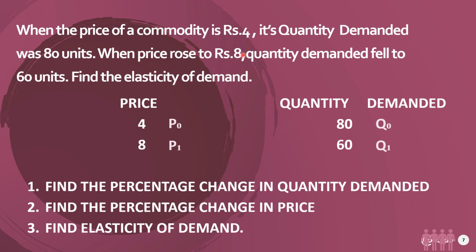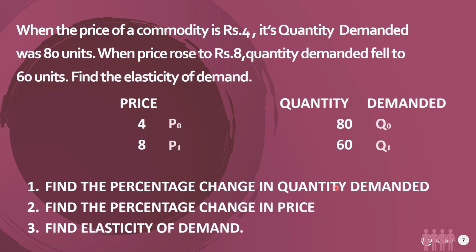When price rose to rupees 8, that means the new price is rupees 8. The quantity demanded fell to 60 units. So the new quantity demanded at price rupees 8 is 60 units. So we have got all our variables, all our values. P0 is 4, the original price. Q0 is 80, the original quantity demanded. P1 is 8, which is the new price. And at that price, the new quantity demanded is 60 units.